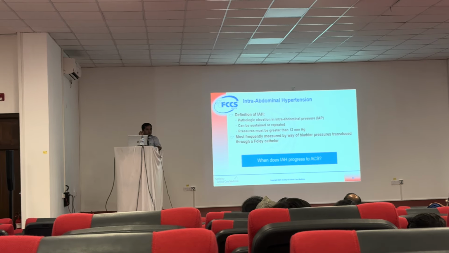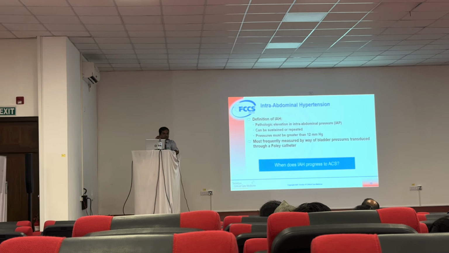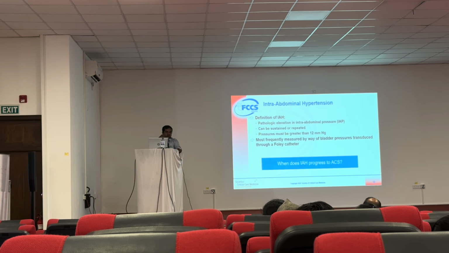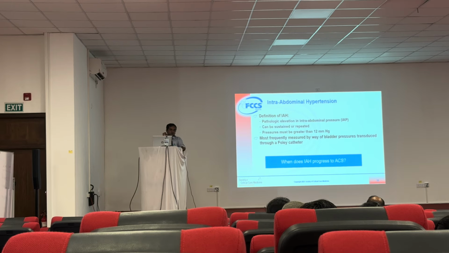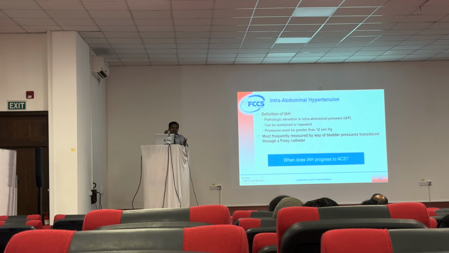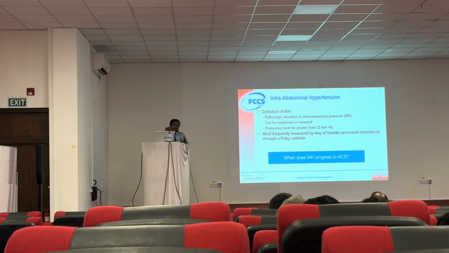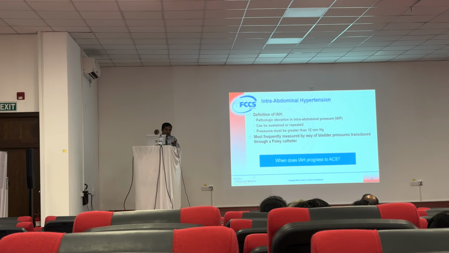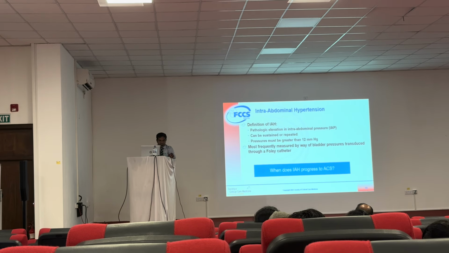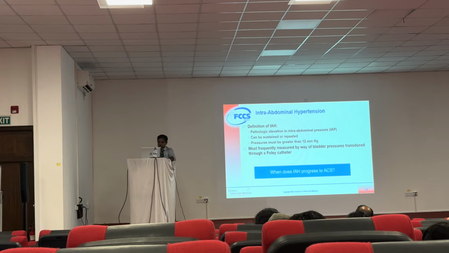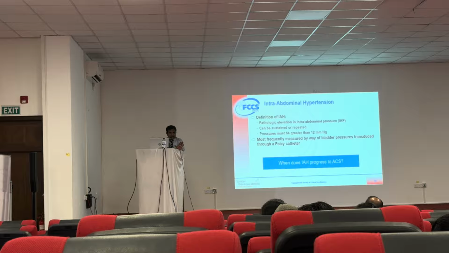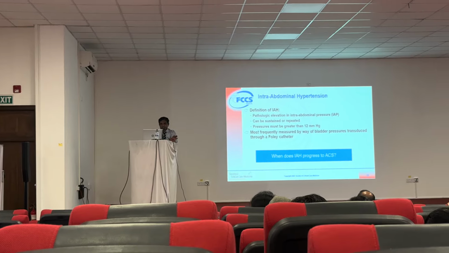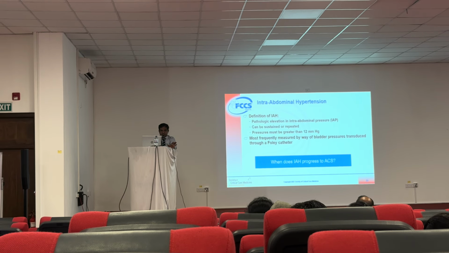You can place a Foley catheter, like a urinary catheter, make a water column, and measure the pressure outside. That will indirectly mimic the intra-abdominal pressure, because the urinary bladder is inside the abdominal cavity. So that is one way. Intra-abdominal hypertension is one of the alarming features. You may think this patient is going to have some issues.